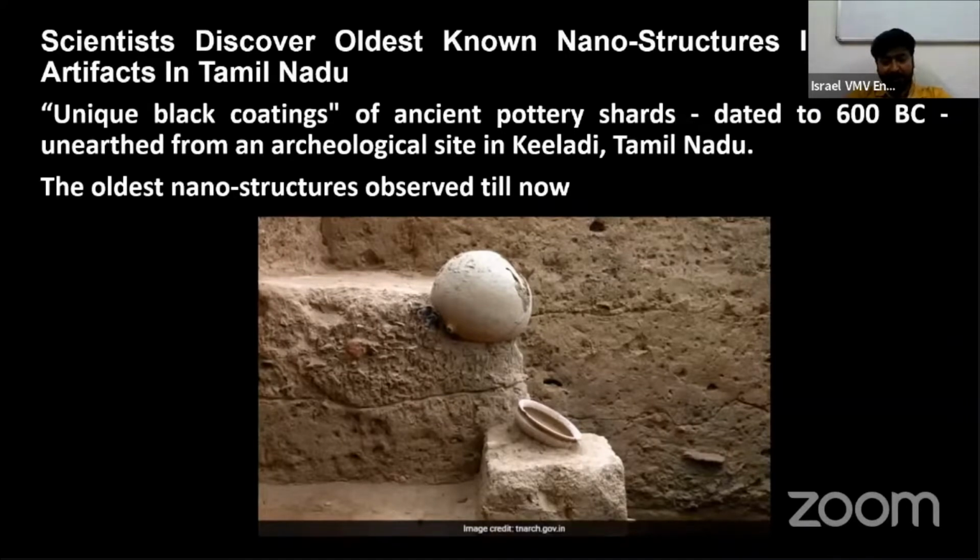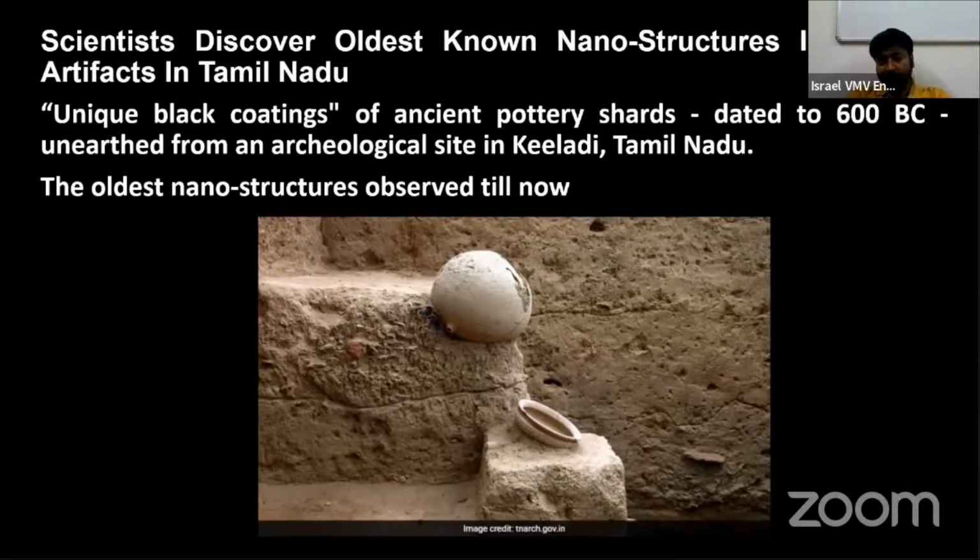This is another example where the nanomaterials were identified. This is some excavation from Keeladi in Tamil Nadu, the ancient civilization that dates back to 600 BC. It was once known that the oldest civilization in India was the Indus Valley civilization, and now we observe that there was a civilization that dated back even older than the Indus Valley civilization. Much of the studies are being carried out. Interestingly, this pottery had paintings which had carbon nanomaterials.